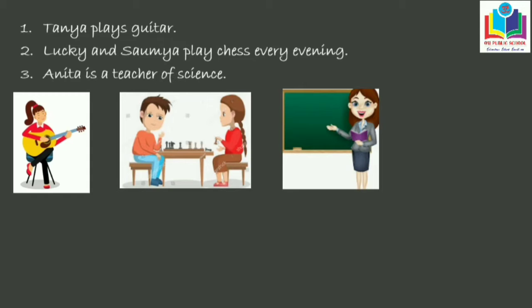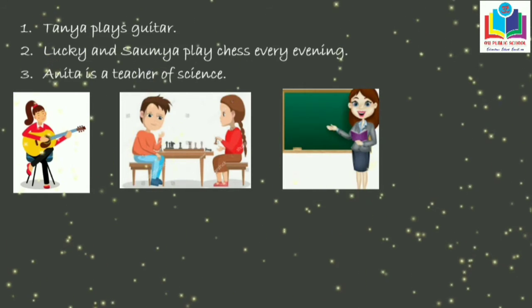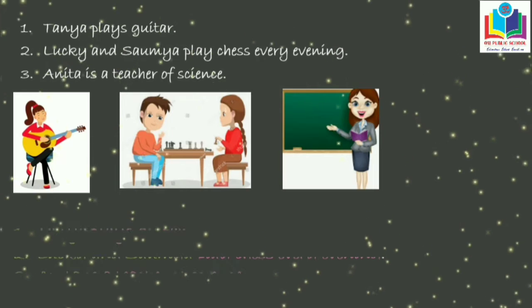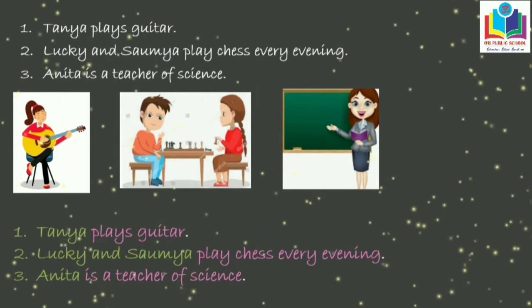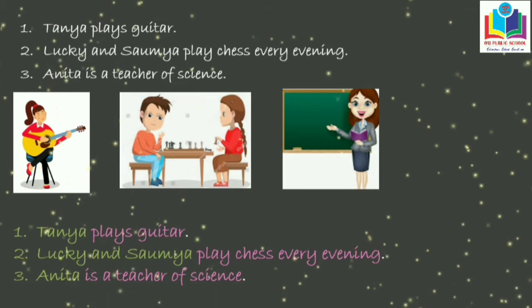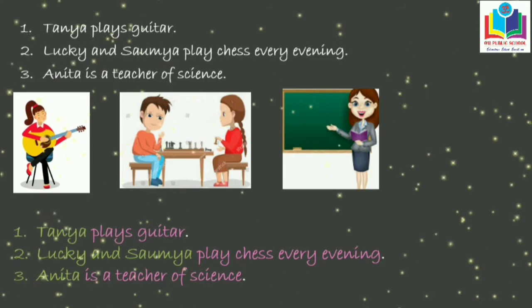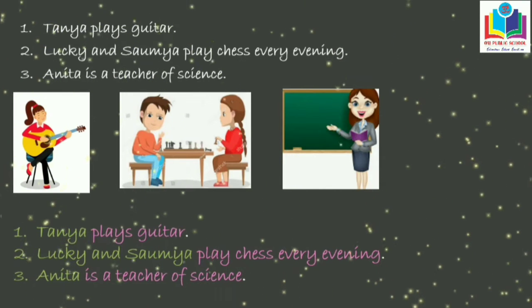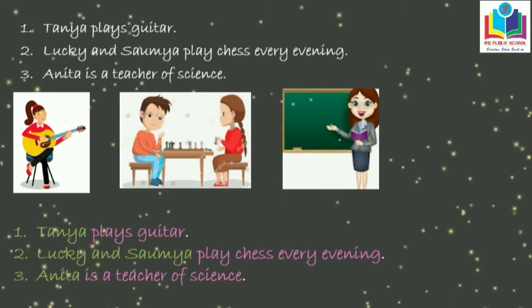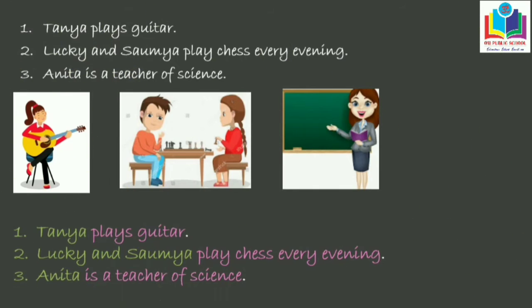Now let's try to read the sentences again with a different perspective. I have color coded the sentences here in green and pink. Tanya plays guitar. Lucky and Soumya play chess every evening. Anita is a teacher of science. Can you tell me any difference or any similarity in these colors?